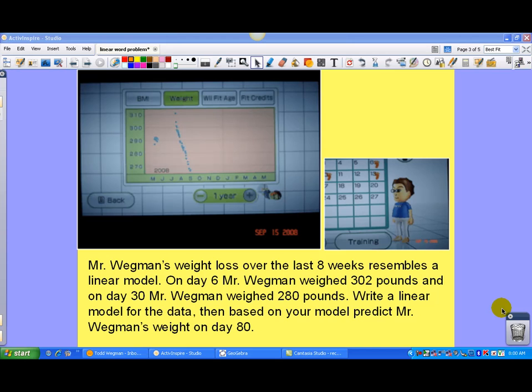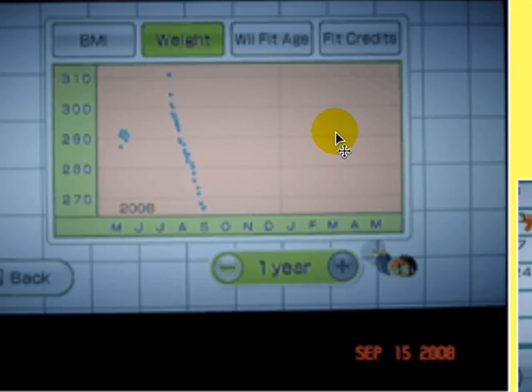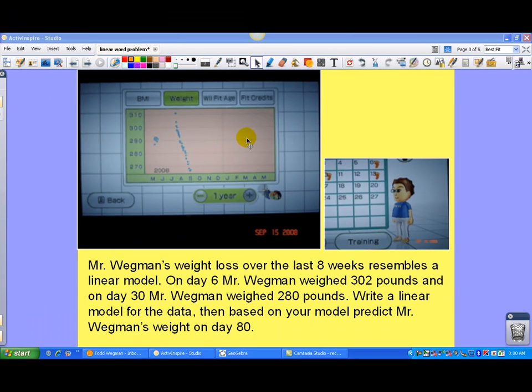Here I have a word problem dealing with weight loss. Now again, I won't do a word problem to show how quickly I gain the weight back, but nonetheless. With this word problem, basically it shows that my weight loss over time resembles a line. So with this information, we'll be able to write an equation based on this information and then use that equation to make predictions.